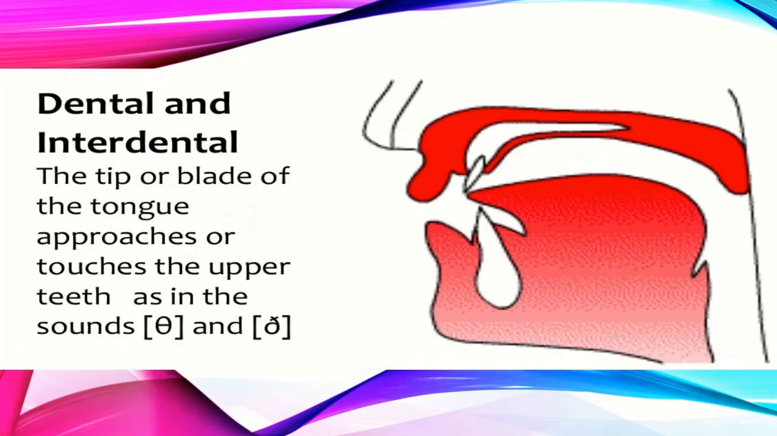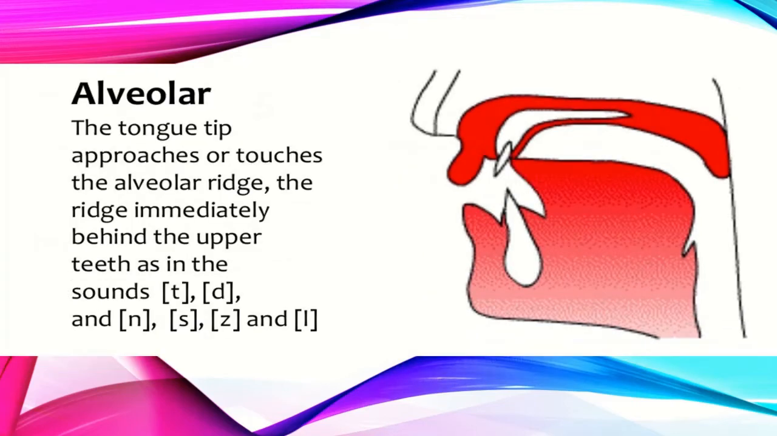And the third one is the dental and interdental. The tip or blade of our tongue approaches or touches the upper teeth, as in the sounds of s and z. Alveolar: the tongue tip approaches or touches the alveolar ridge, the ridge immediately behind the upper teeth, as in the sounds t, d, and n, s, z, and l. So as you can see in the picture, those sounds are under alveolar.